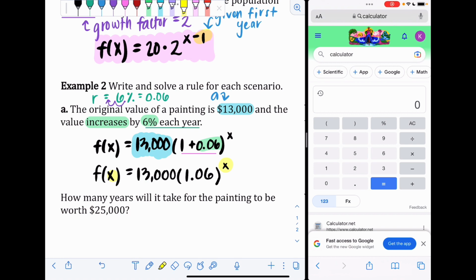So what that would mean here is, say we found f of 1, that would be how much the painting is worth after 1 year. Or if we were finding f of 2, that would give us the value that the painting is worth after 2 years, and so on. So that f of x, the entire thing altogether, is going to be the value of the painting.